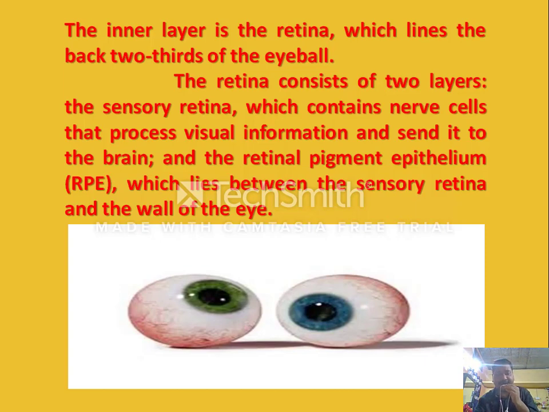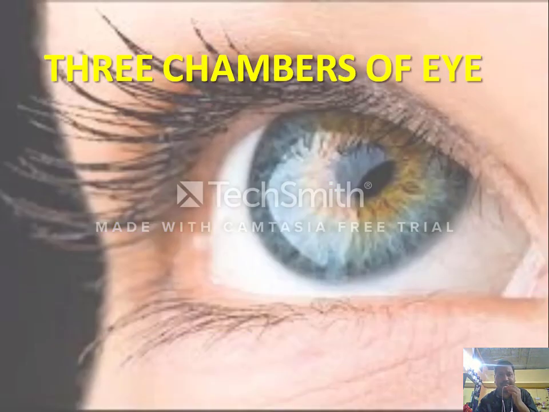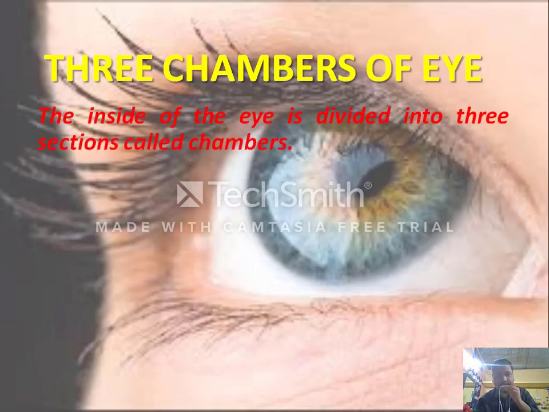So the three layers are completed. Now the eye has three chambers or sections. So what are the sections? The inside of the eye is divided into three sections called chambers.